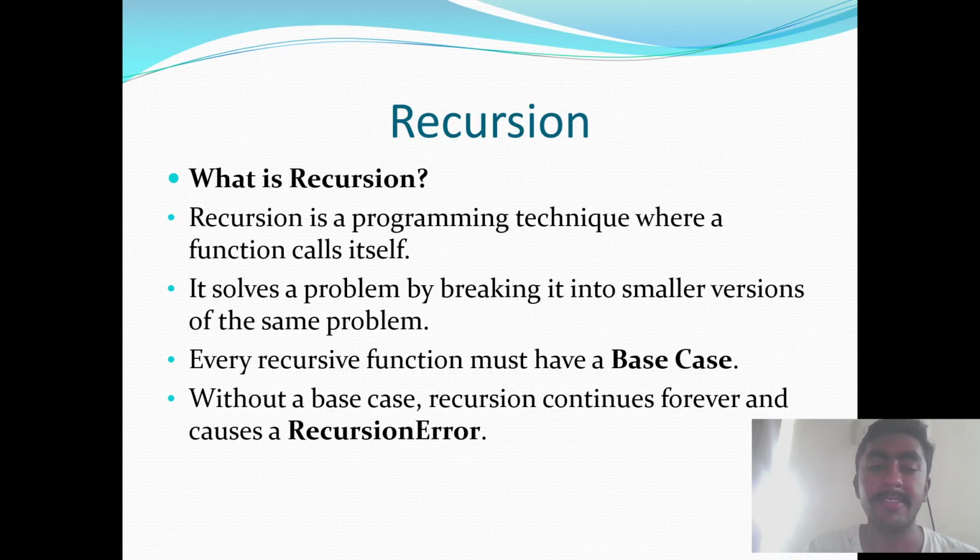So what happens without a base case? Let's imagine a function that calls itself without any stopping condition. What would happen? It would call itself again and again and again forever. Eventually, Python runs out of memory for storing all these function calls. When that happens, the program stops with an error called a recursion error or a stack overflow.